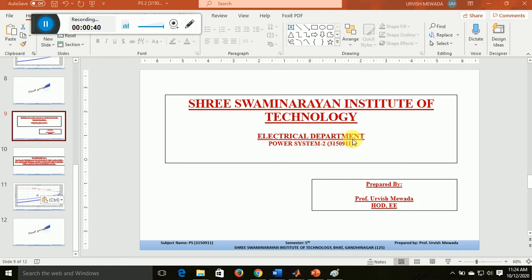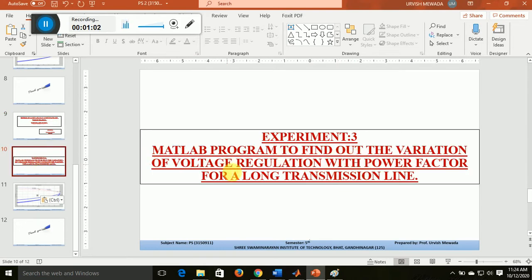Till today we have discussed two experiments based on the topics that we have already studied. First is the performance parameters for the short transmission line, and second is the performance parameters for the medium transmission line. Now today we are going to discuss the third experiment, that is MATLAB programming to find out the variation of the voltage regulation. From this experiment we are going to find out the voltage regulation corresponding to the power factor change. So, a MATLAB program to find out the variation of the voltage regulation with power factor for a long transmission line. Let us discuss how we can perform this using MATLAB programming.